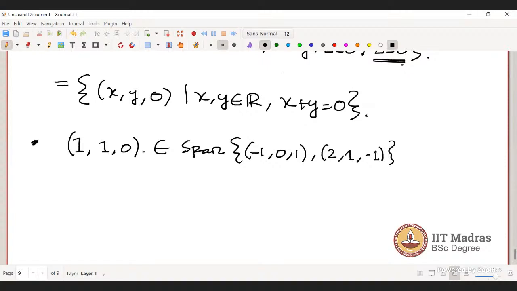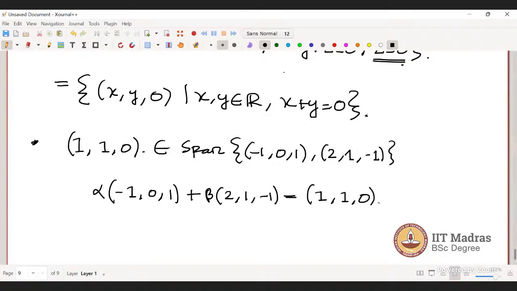So if this is in the span of this set, then you can write this as a linear combination of these two elements. If this system has a solution, so you will get a system, right? If the system has a solution, then this belongs to the span of this set. If the system doesn't have a solution, then this doesn't belong to the span of S. You have to check for all the elements.